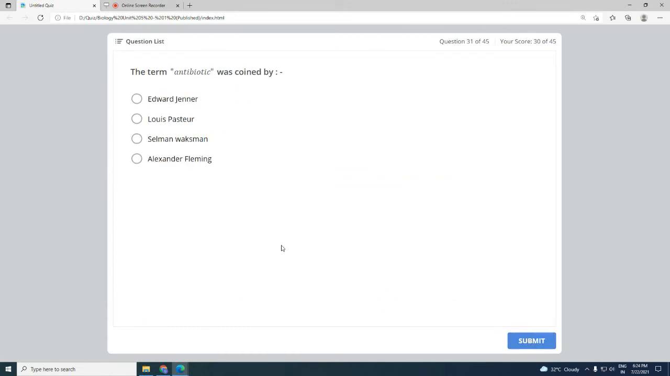The term antibiotic was coined by, that is, who introduced the term called antibiotic? Is it Edward Jenner or Louis Pasteur or Selman Waxman or Alexander Fleming? The right answer for the question is Selman Waxman.